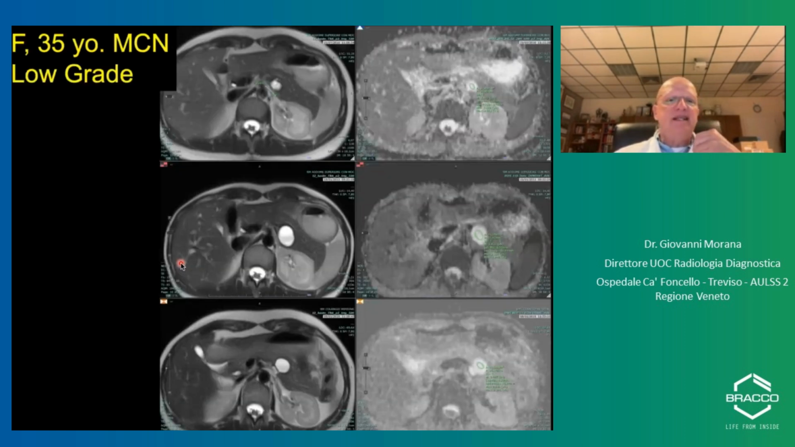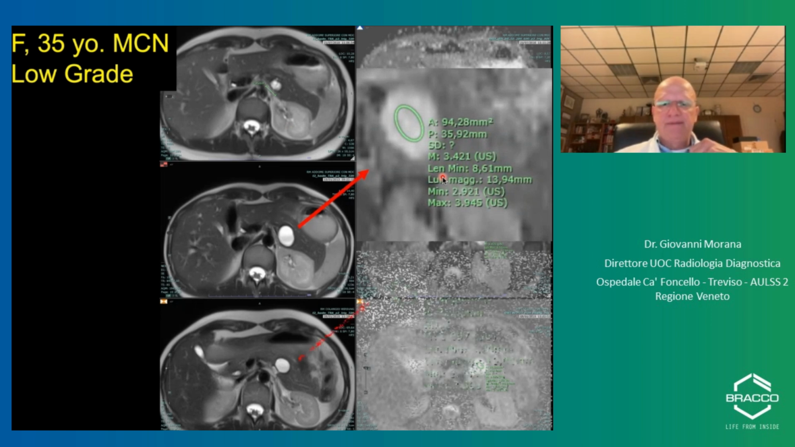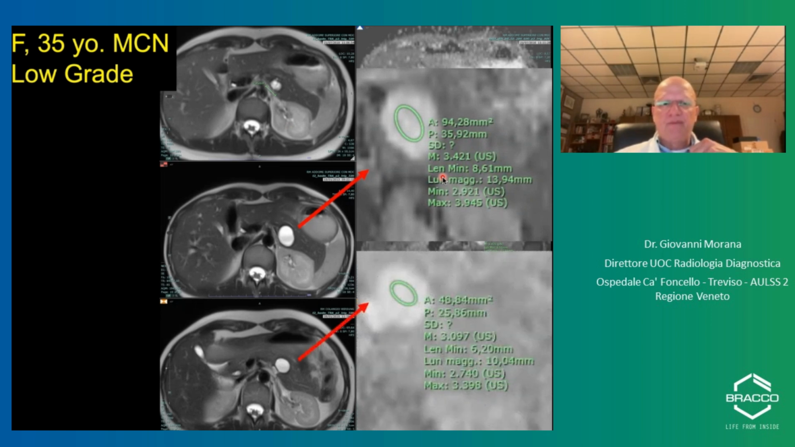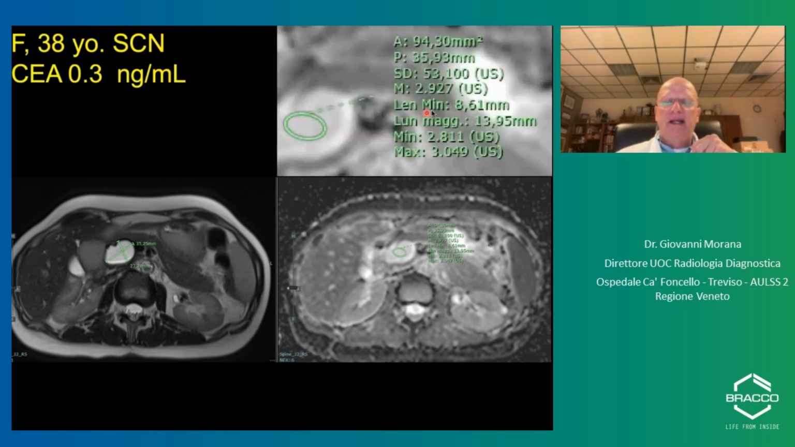Such as in this case, this was a patient with a low-grade mucinous cystic neoplasm. The lesion was increasing over time, but you can see here the ADC map was more than 3. This patient has a serous cystic neoplasm after diagnosis with endoscopic aspiration. The CEA was very low, and you can see here the ADC map was less than 3.